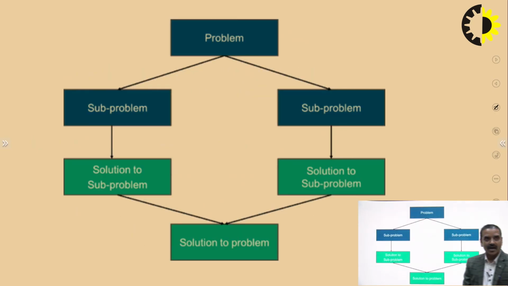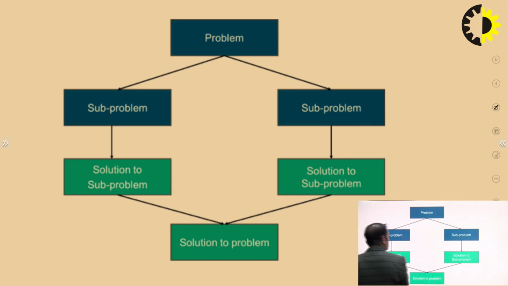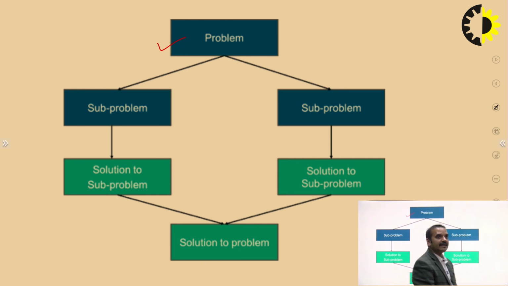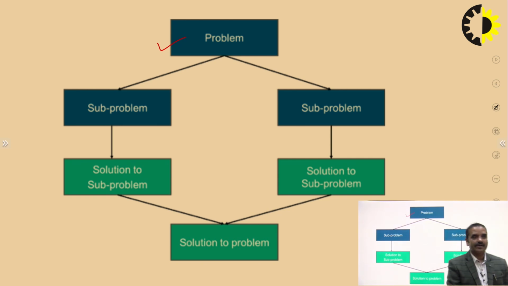This is a flow chart which is used to show how the problem is divided into subproblems, or how the problem is grouped into different parts. First, we have the given problem. Problem means the given data on which we have to apply the merge sort algorithm and sort the given data by using the merge sort algorithm.